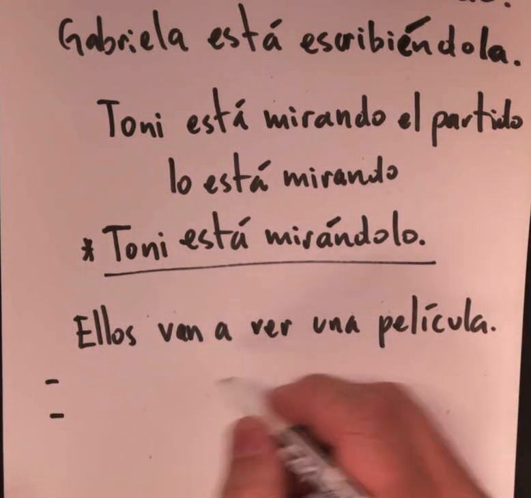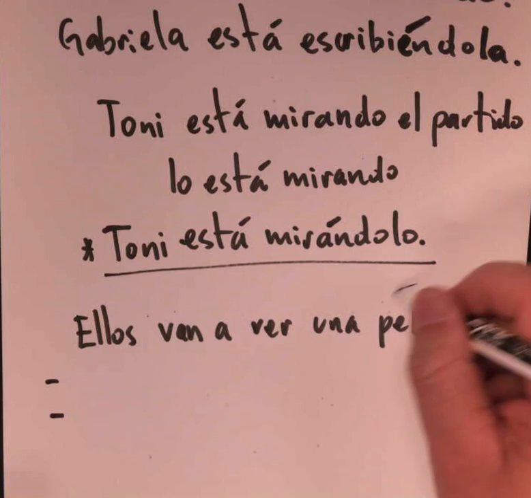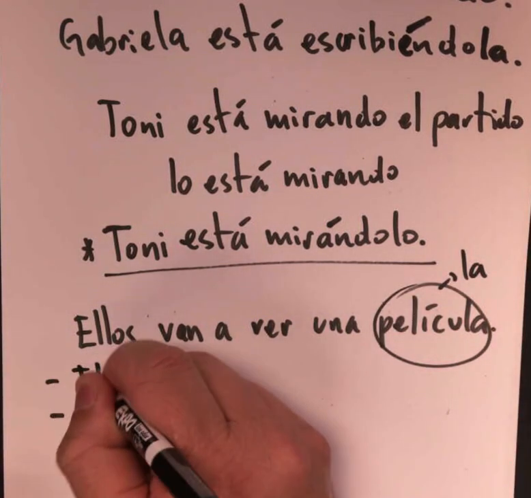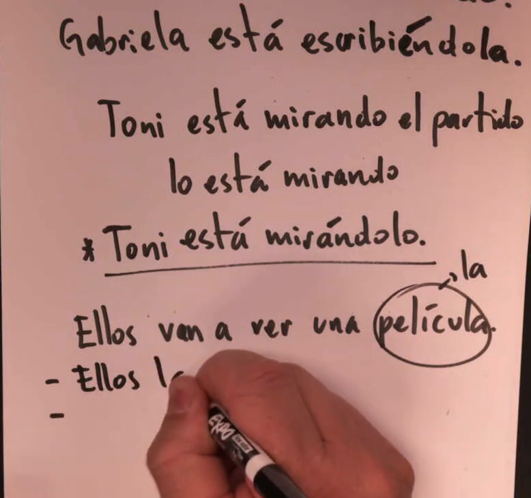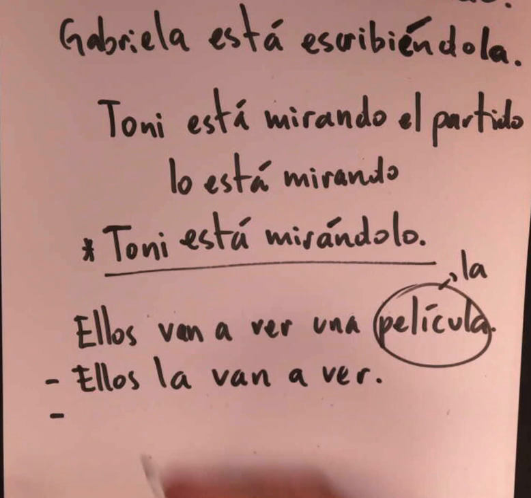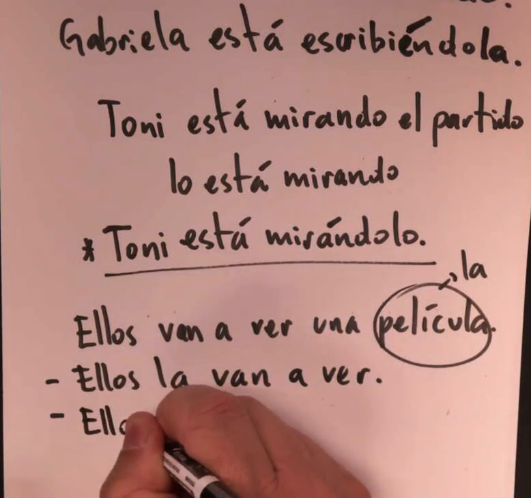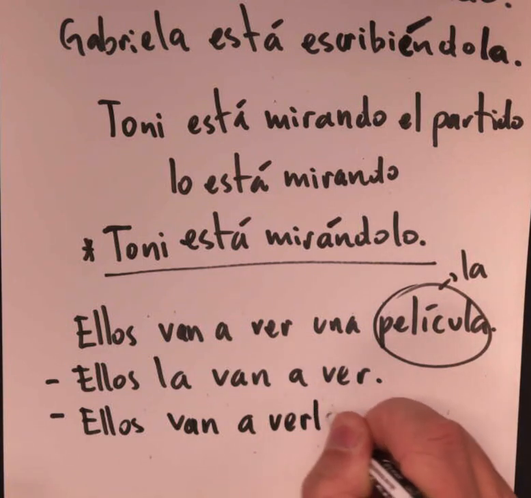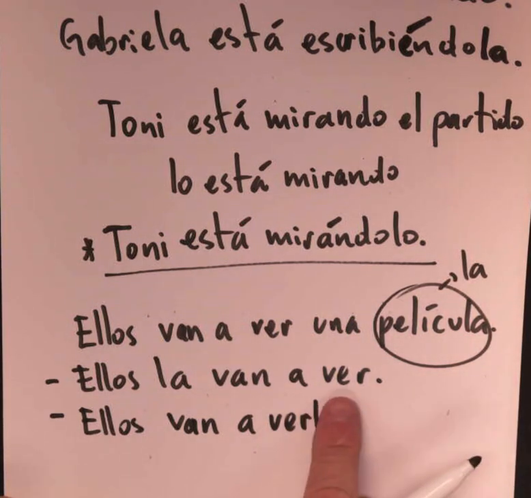All right, now that you're back, okay? So let's do it. Ellos van a ver una película. This is the object, going to be la. So the first option is going to be ellos la van a ver. Second option is going to be ellos van a verla. Okay? Next to the infinitives is where you put that.